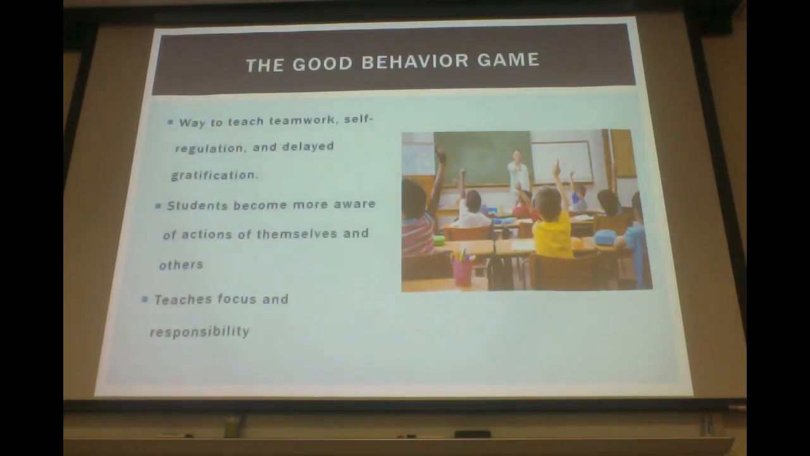So like the video told you, some of the ways that the good behavior game helps us is it teaches our students teamwork, self-regulation, and delayed gratification. It also helps students become more aware of the actions of themselves and others. And it teaches them focus and responsibility. These are all great things for them to have now and in the future.